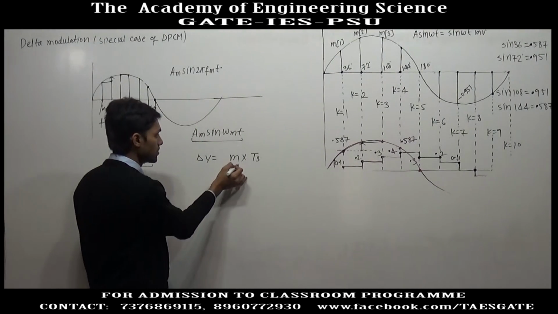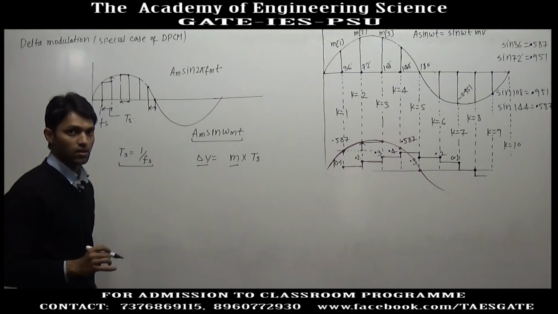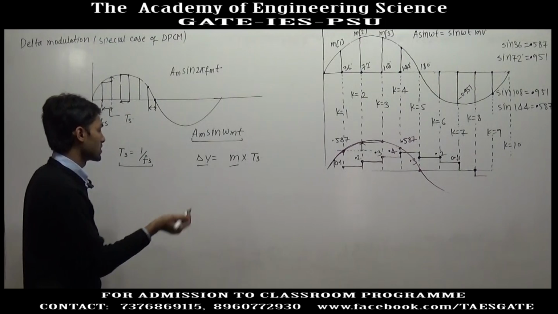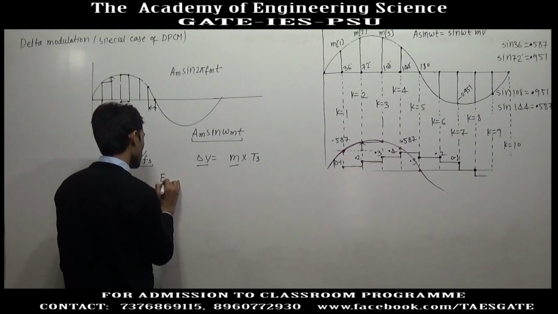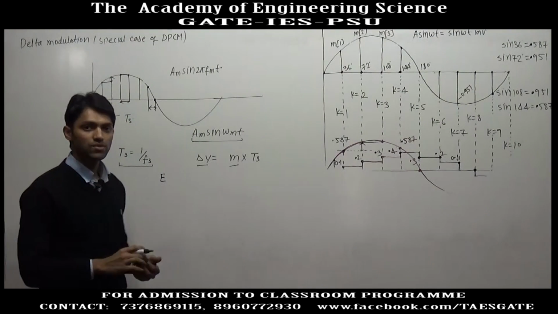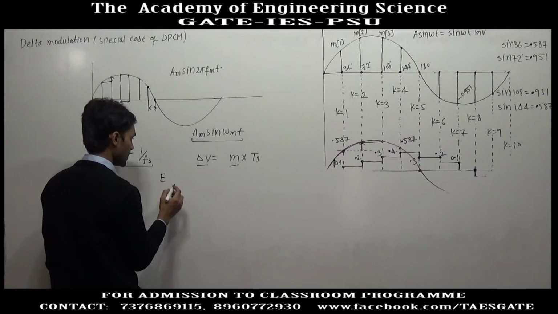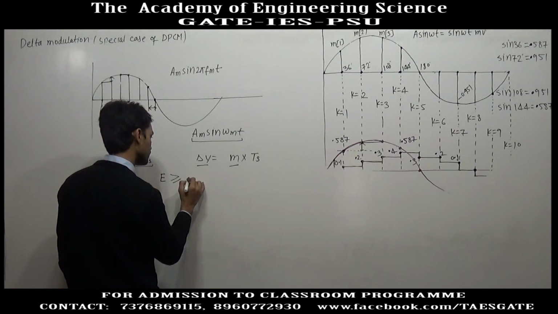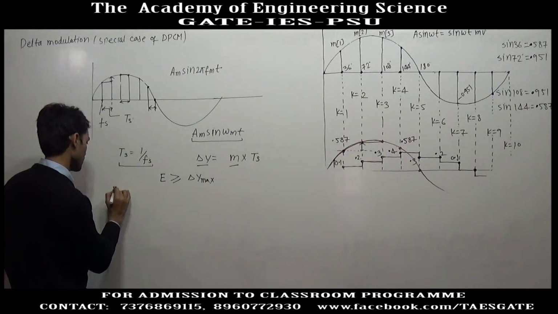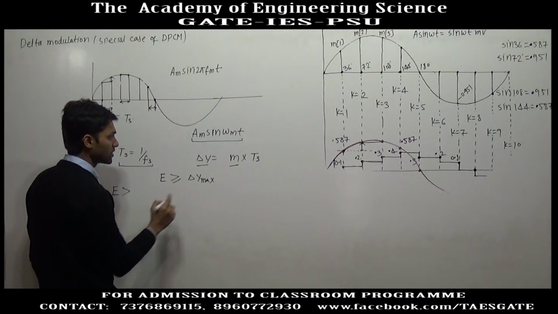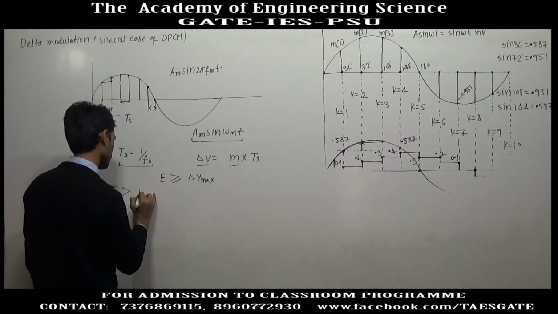So, if slope is maximum, we will have maximum change in the consecutive inputs, and to avoid slope overload, the threshold must be equivalent to the maximum change or just greater than the maximum change in the consecutive inputs. So, E must be greater than delta y max, or we can say that E must be greater than delta y max, which is equal to maximum value of slope into Ts.